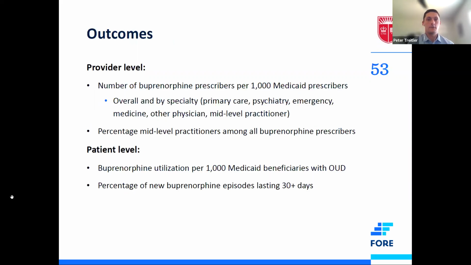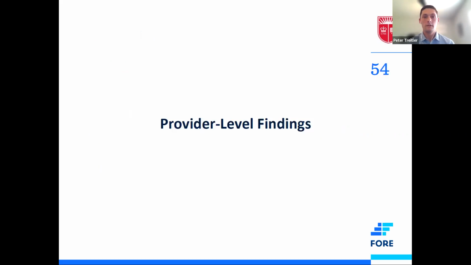And so starting with the quantitative research, these are the outcomes we looked at in our trend analyses. We were seeing if the policies were associated with a change in the number of buprenorphine prescribers overall and by specialty. And then at the patient level, we were looking at whether the policies were associated with a change in buprenorphine utilization among the Medicaid population with opioid use disorder. And then as a measure of retention, we were looking at the percentage of episodes that lasted for 30 or more days. Next slide. Keep going.